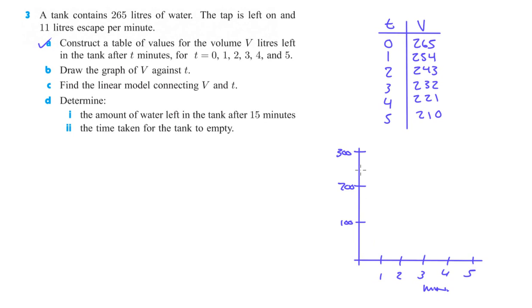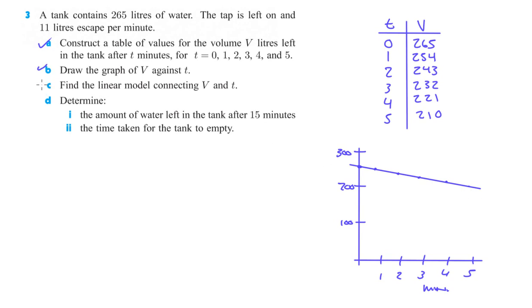So at 0, we're at 265. At 1, we're at 254, so it's roughly there. At 2, 243. At 3, we're at 232. I feel my dots are a little too low, I've got to go up a little bit farther. There we go. 3 is at 232. 4 is at 221. 5 is at 210. So that should hopefully be roughly a straight line, right?